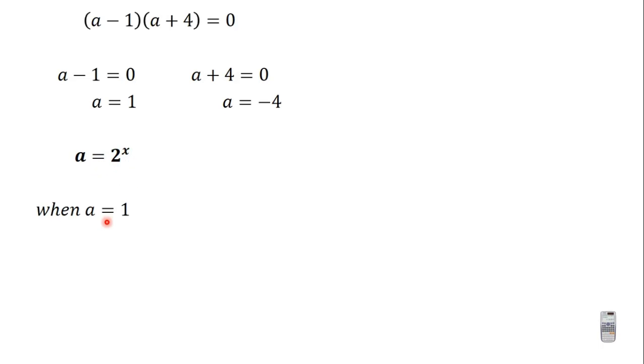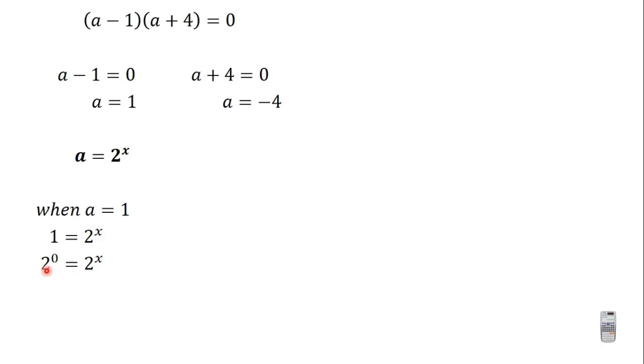So in the first case, when a is equal to 1, if you replace a here with 1, you have 1 is equal to 2 exponent x. In the properties, when we were studying the properties of indices, we learned that any number exponent 0 is 1. So 1 here can also be written as 2 exponent 0. So you have 2 exponent 0 is equal to 2 exponent x.